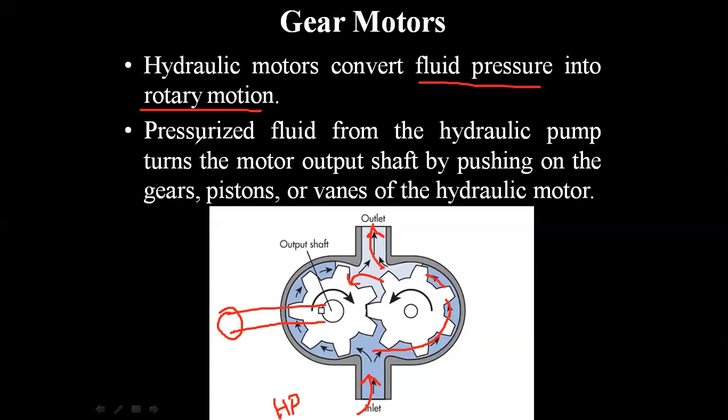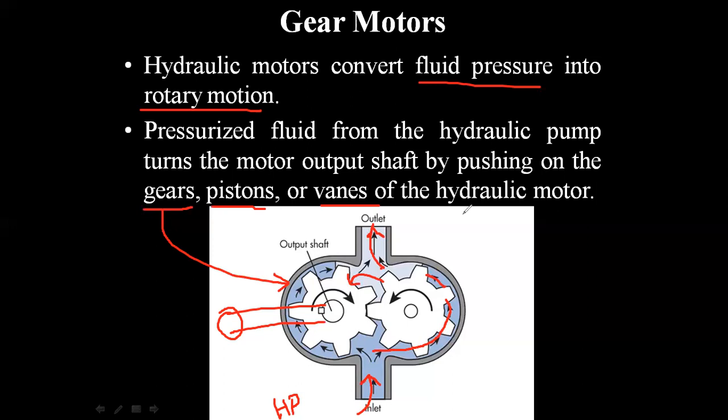The pressurized fluid from the hydraulic pump turns the motor output shaft by pushing on the gears, pistons, or vanes of a hydraulic motor. So now here we are using gears. Next, we'll be studying the vanes and pistons, how they get influenced by the hydraulic pressure, the hydraulic force from the hydraulic fluid, and how that is converted into useful work. That is what we're going to see now.